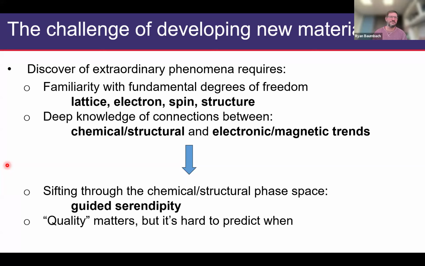And this will boil down to lattice, electron, spin, and, oh, I said lattice twice. I meant spin orbit. So these are our degrees of freedom, and we want to know where to find them. In order to do that, we have to develop a deep knowledge of connections between the chemical structural phase space and electronic and magnetic trends. And I'll return to that in just a second to give a summary of how I think you can do that.